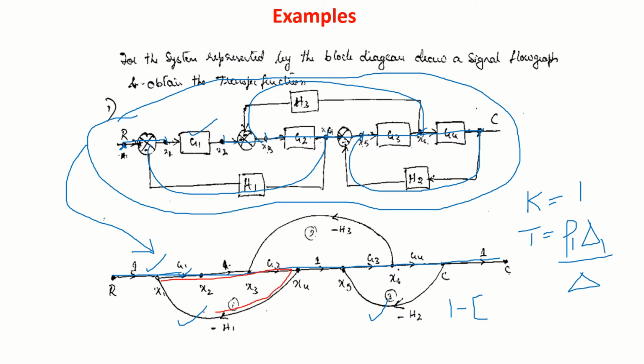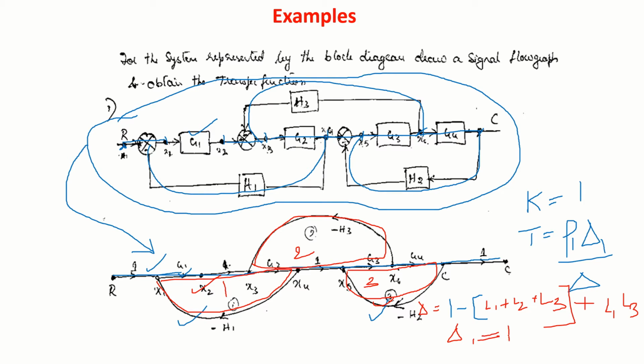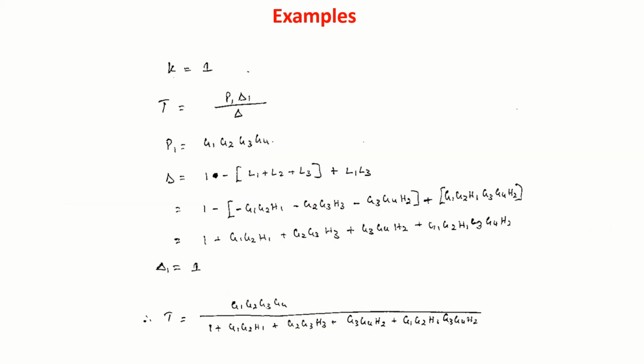This is loop 1, loop 2, loop 3, like this. So you can write L1, L2, L3. Delta equal to that, and there is one pair of non-touching loops: this loop and this loop, that is L1 and L3. And delta 1, as it is touching all the loops, is simply 1. And you know that P1 is nothing but G1, G2, G3, G4. So substitute, you will get the answer.